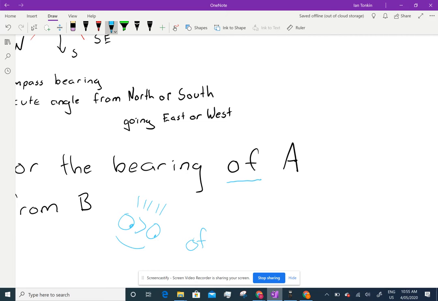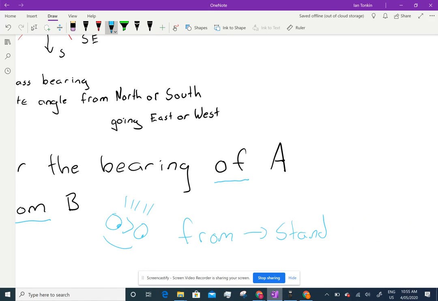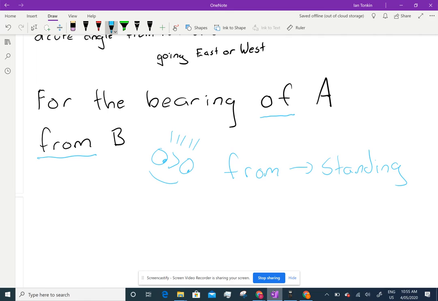"Of" is where you're standing. "From" is where you're standing. You've got to pretend that you're standing wherever it says "from". You're standing, and "of" is what you're looking at.